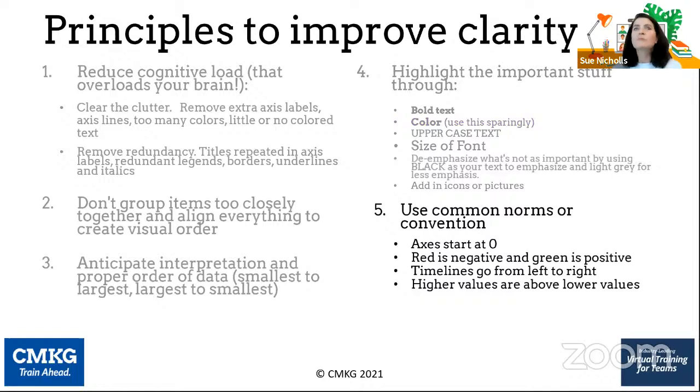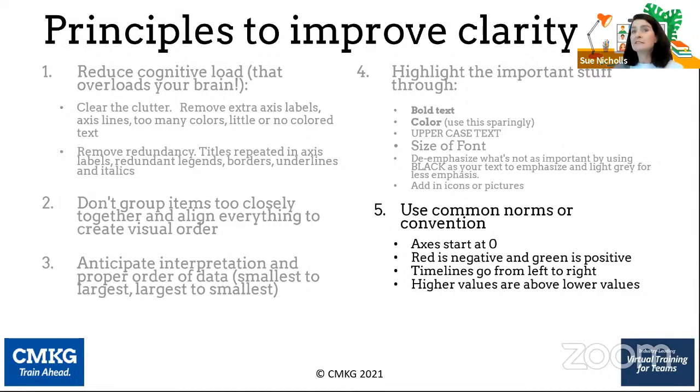Also, use those common norms, like I talked about before, axes starting at zero. If you are changing your axis to not be at zero and you're starting at 20% or something like that, you have to highlight that, because sometimes it can be very misleading. There's nothing more frustrating than when people are looking at data and it's actually misleading and you're making things look bigger or smaller than they are, because especially as salespeople, we might be trying to make things look more positive or whatever than they actually are.